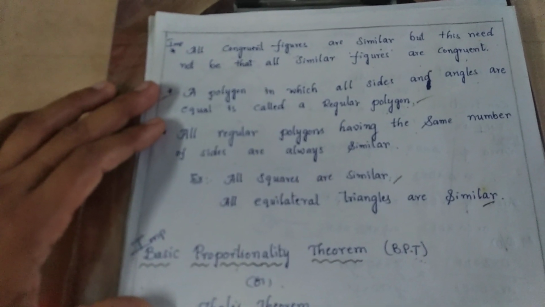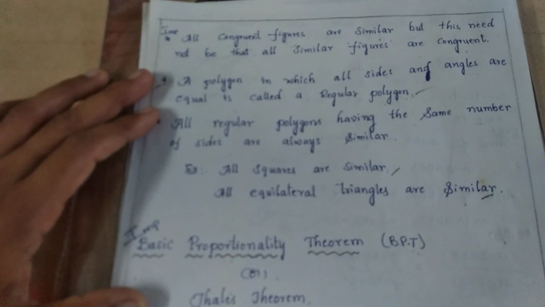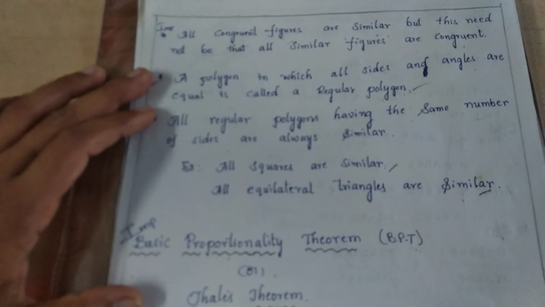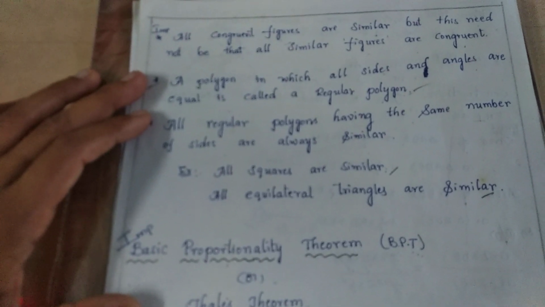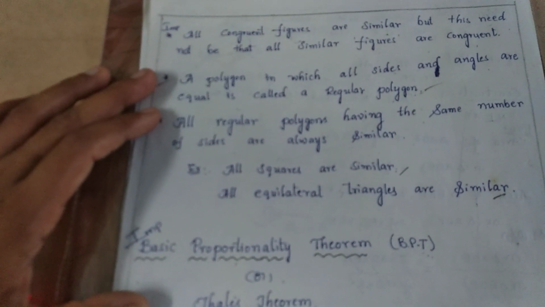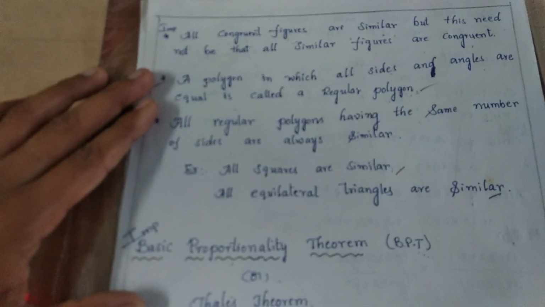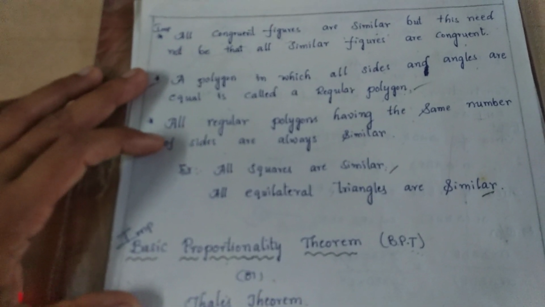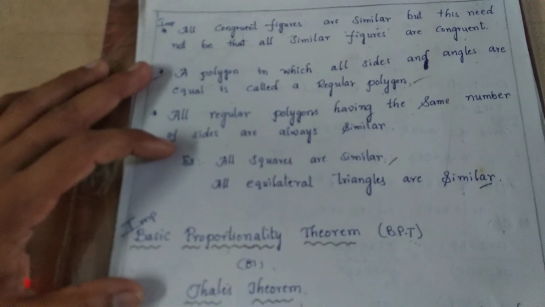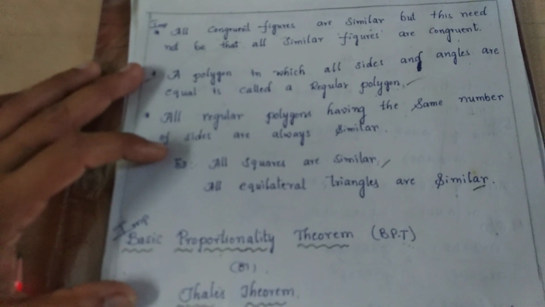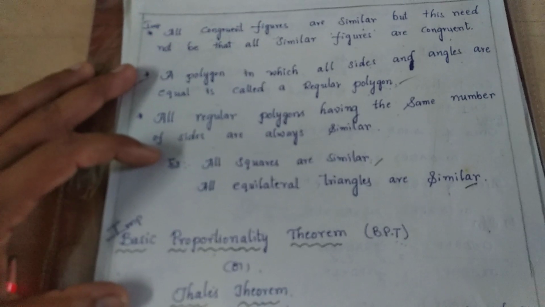All congruent figures are similar, but all similar figures need not be congruent. Listen carefully, these are important points. A polygon in which all sides and angles are equal is called a regular polygon. All regular polygons having the same number of sides are always similar. For example, all squares are similar, and all equilateral triangles are similar.